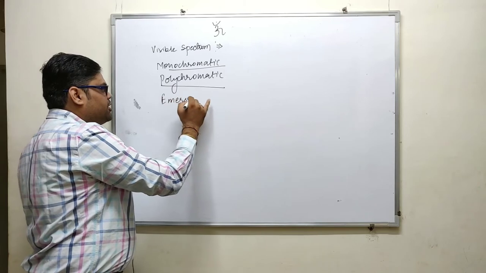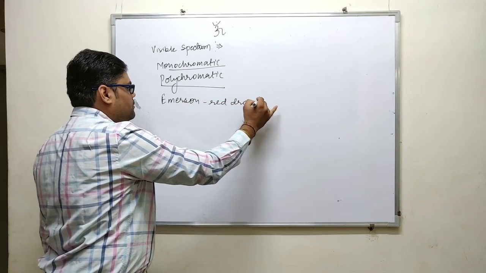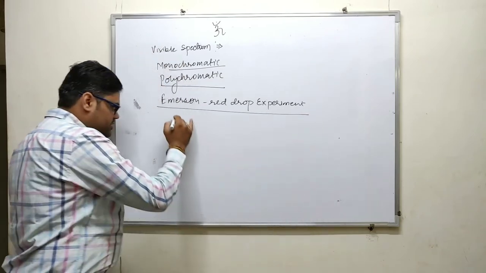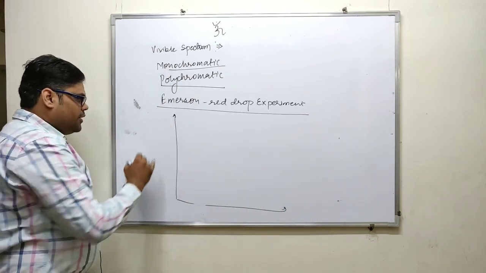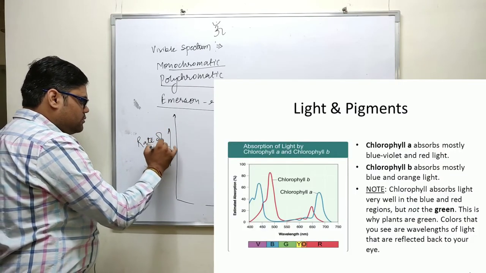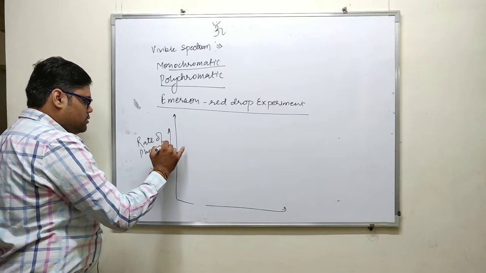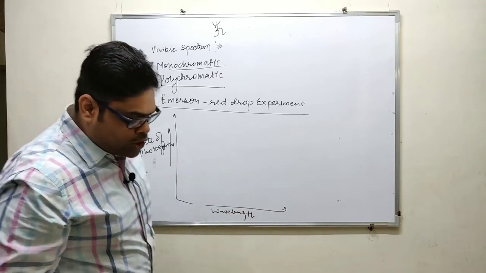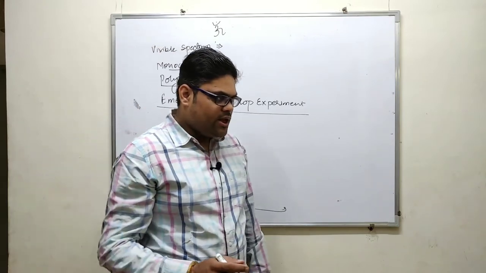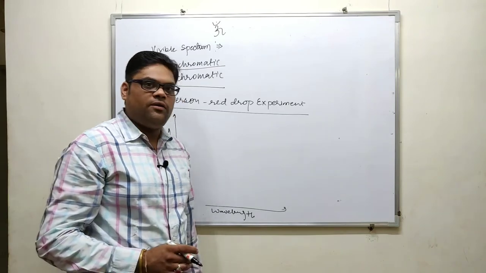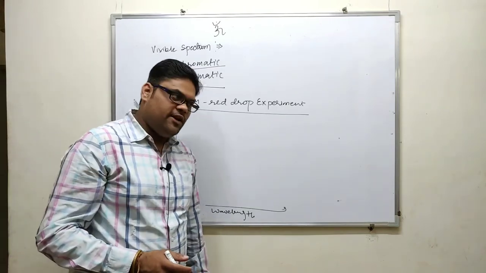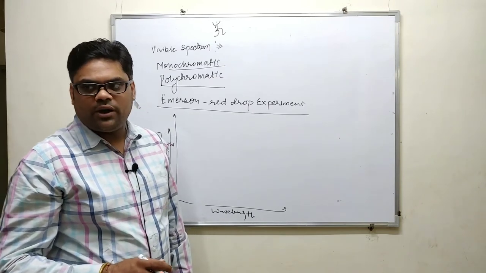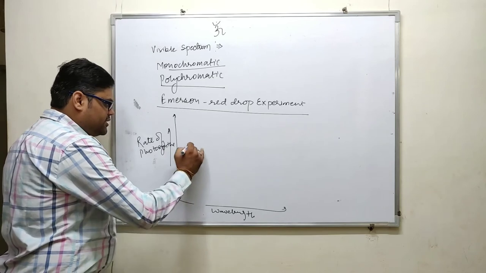the Emerson red drop experiment. In this Emerson red drop experiment, the graphical study says this is the rate of photosynthesis, and this is the wavelength. As the core molecules and antenna molecules, the different types of carotenoids, increase, the range of light harvesting complex to absorb light increases. I mean, they absorb different types of wavelength. That is the absorption spectra, which I made you study in the previous lecture. And the light which they use to perform photosynthesis is known as the action spectra. Okay, friends? So the graph goes like that.